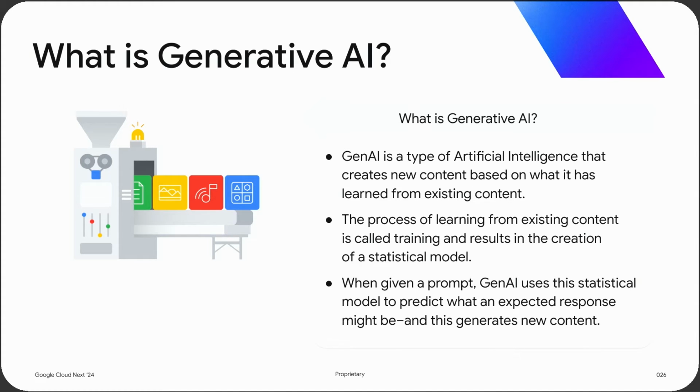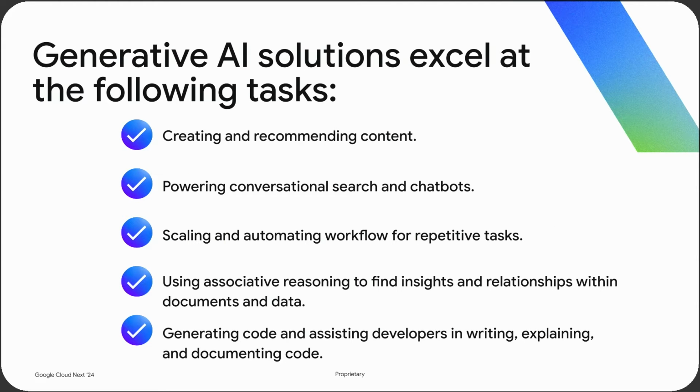It's a type of AI that creates new content based on what it has learned from existing content. The process of learning from the existing content is called training the model, and this results in the creation of a statistical model. So when given a prompt, generative AI uses the model to predict what an expected response might be. And this generates new content.